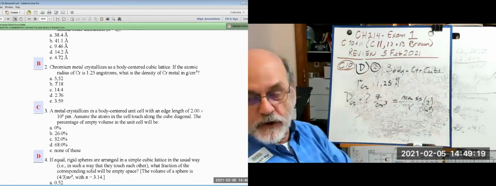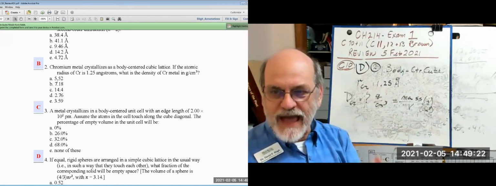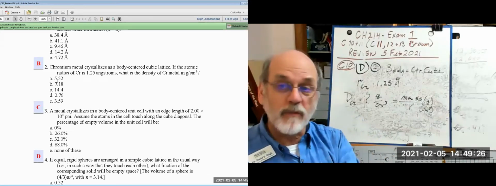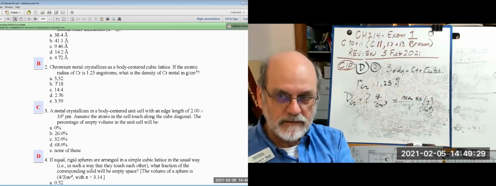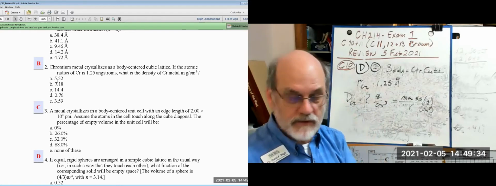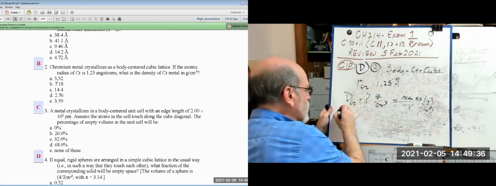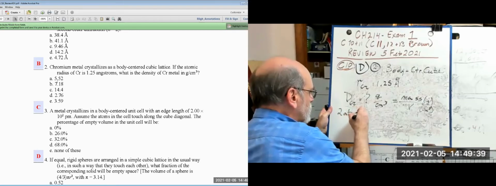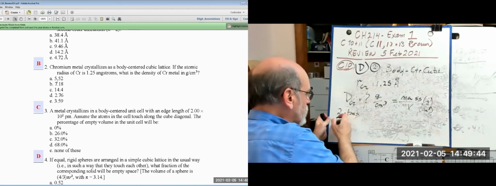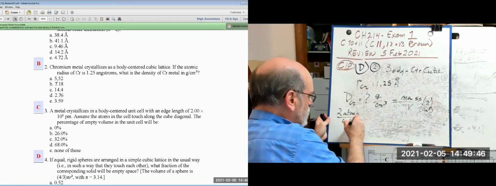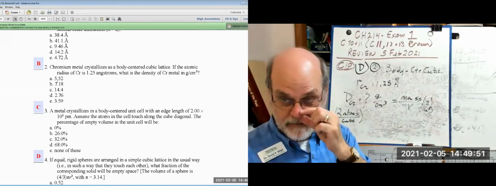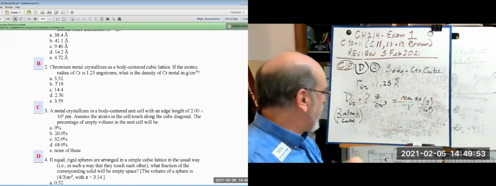All right, let's do mass first. What's the mass of chromium in the body-centered cube? Well, we need to know how many chromium atoms are in a body-centered cube. And we determined that earlier. It's 2 atoms. So if we start off with 2 atoms in the cube, we want to find out how much mass that is. Trying to solve for that.